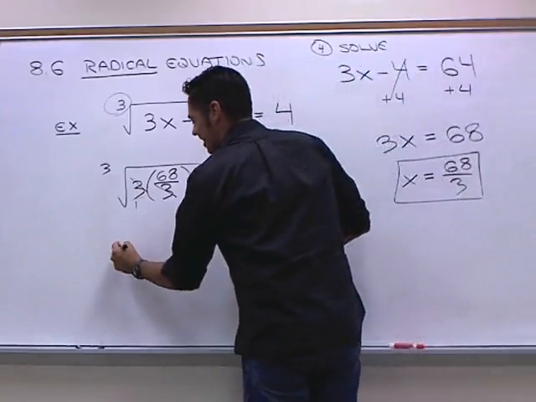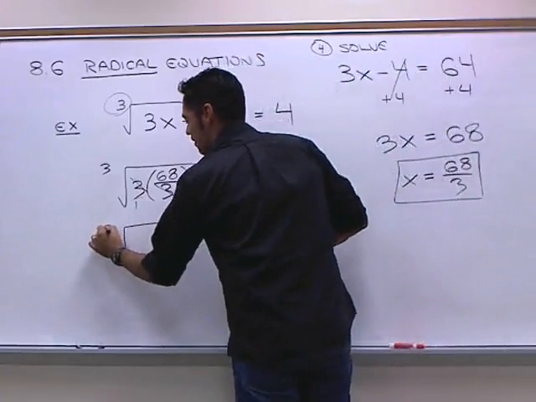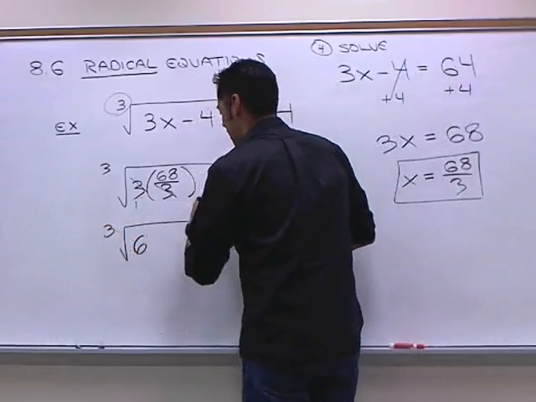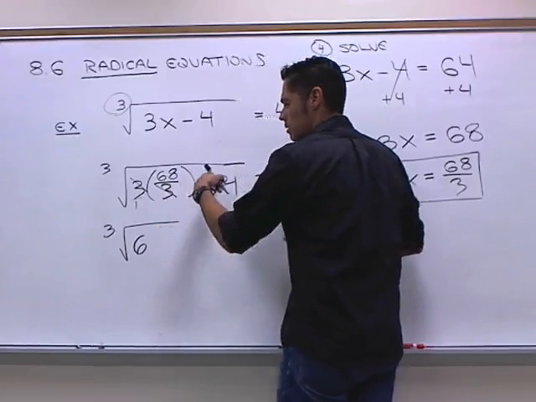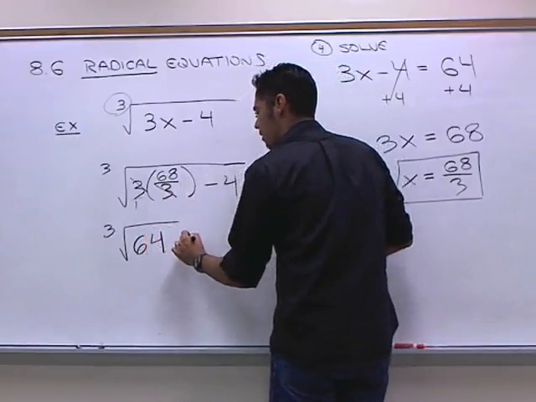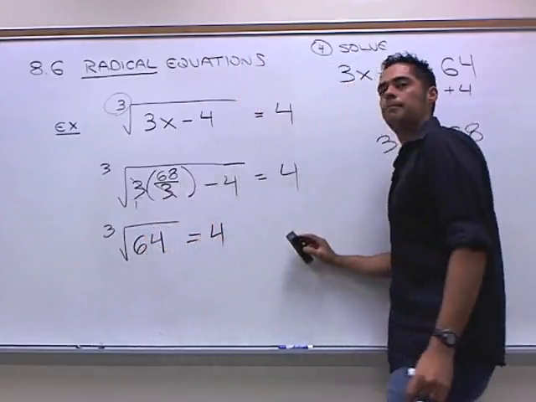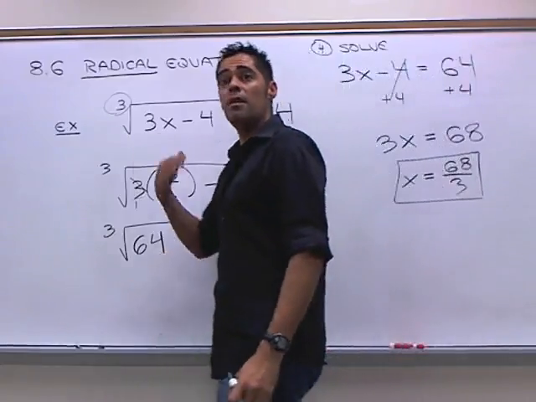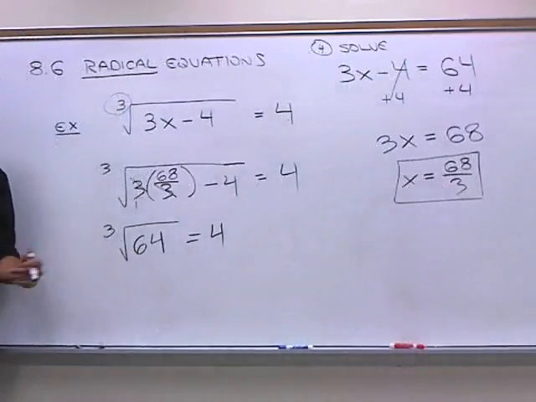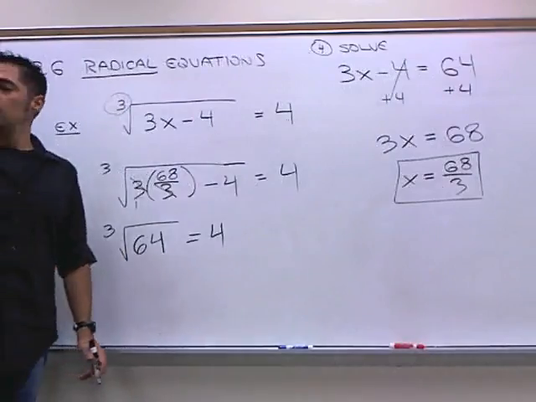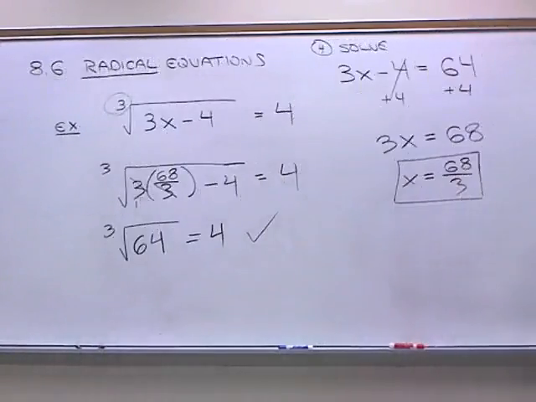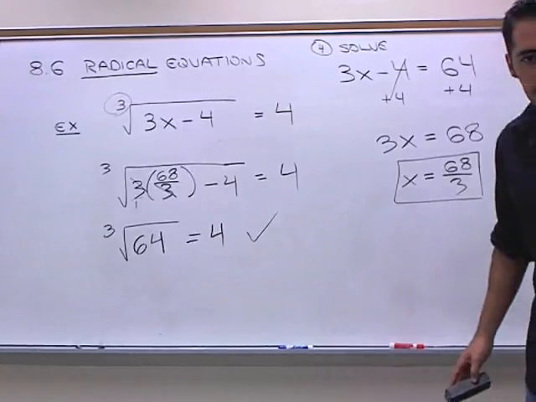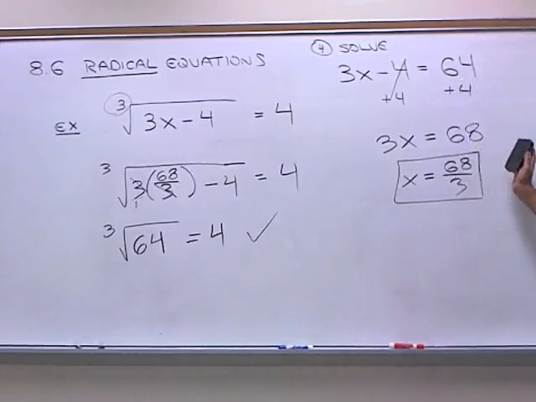Okay, what is this? Cube root of 68, but then take away 4. So what? 64? Question is, does that equal 4? Yes, right? Cube root of 64 is what number times itself 3 times gives you 64? 4. So that checks, doesn't it? We're good. That worked. We happy? Okay. No questions?